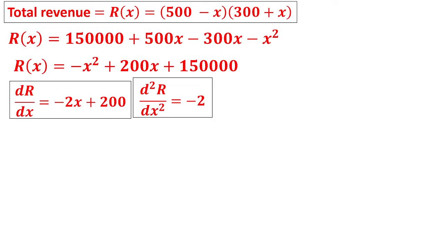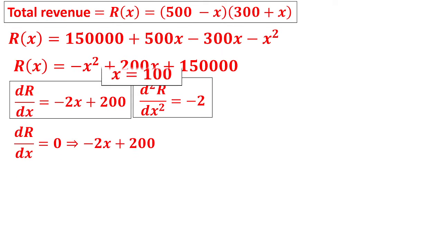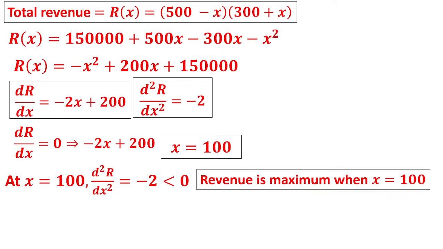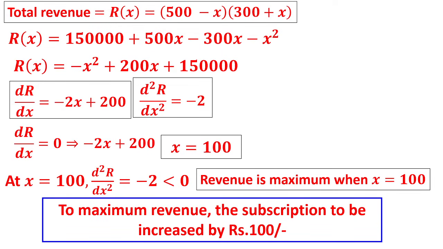I am finding its second derivative. It is minus 2. When I equate the first derivative to 0, I am getting x as 100. At x is equal to 100, the second derivative is less than 0. Therefore, revenue is maximum when x is equal to 100. Therefore, to maximize the revenue, the subscription is to be increased by rupees 100.